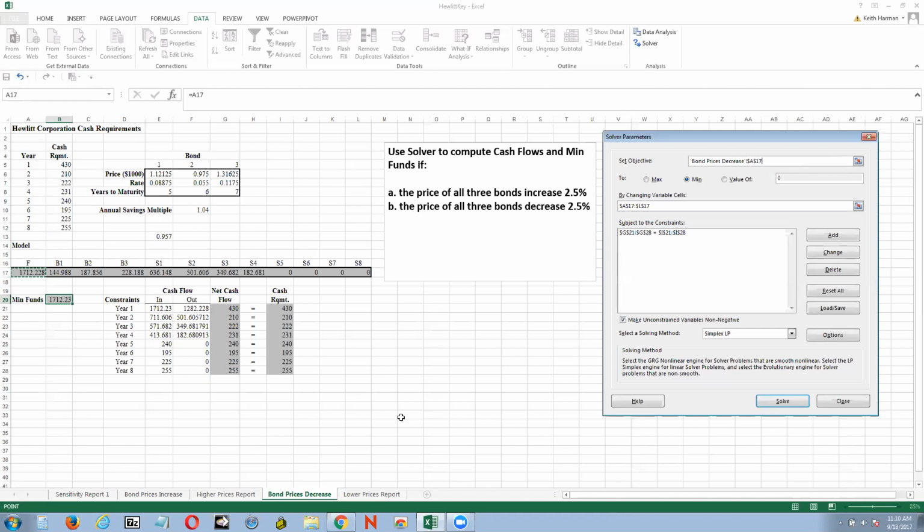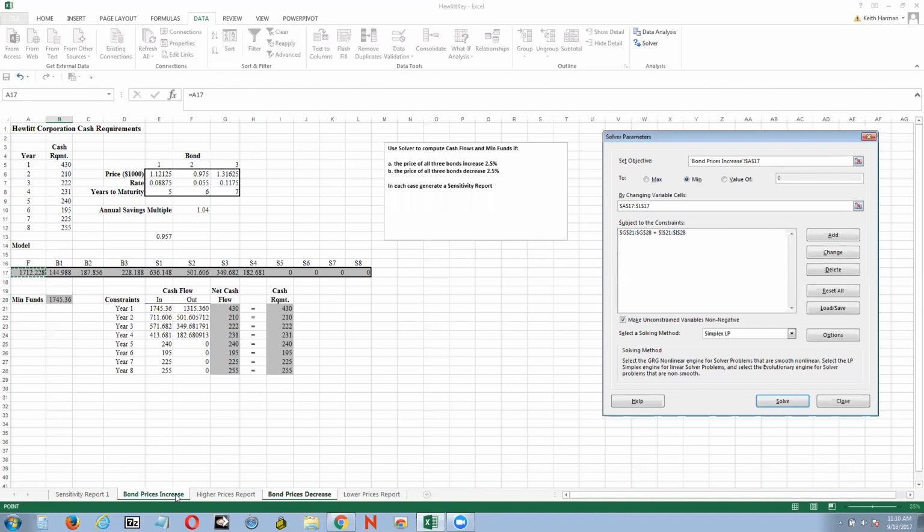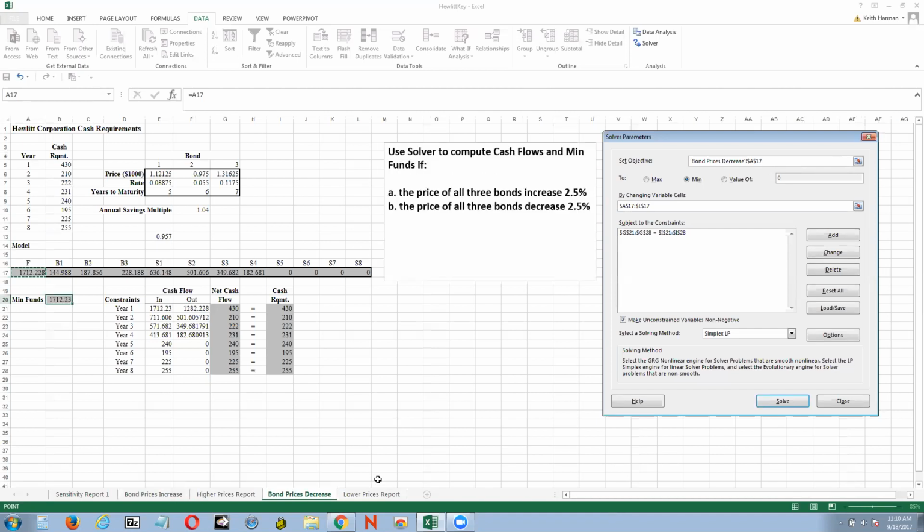And you might say, okay, bond prices increase. You might have several of these tabs. You might have bond prices increase, I've got 2.5% each way. Whatever scenario you think would work out, that's what you're going to be plugging in.